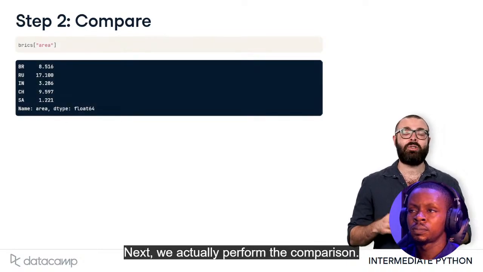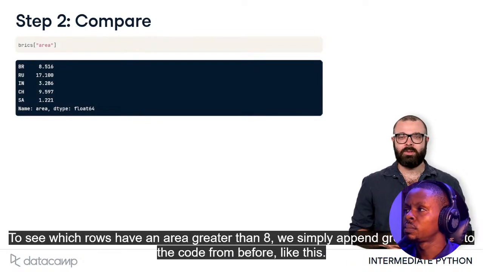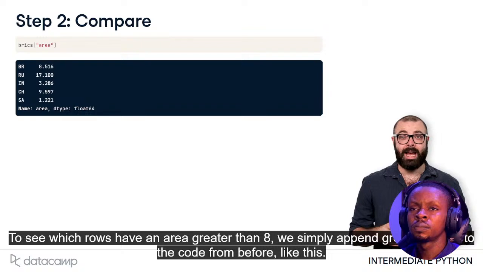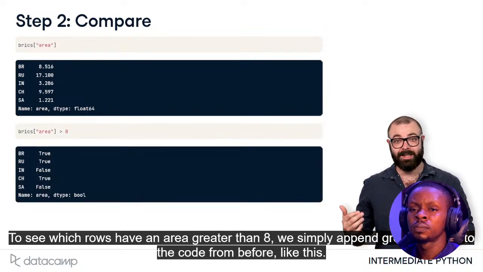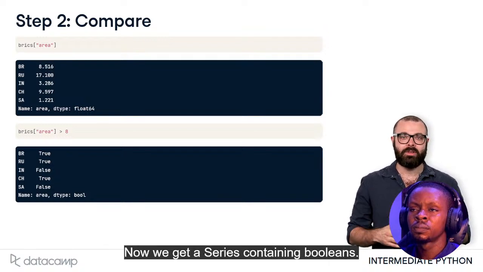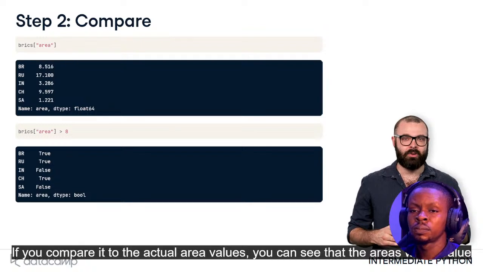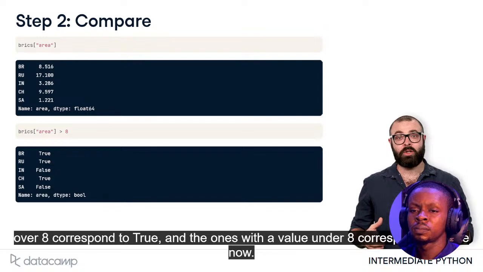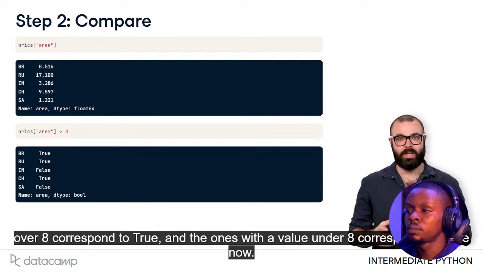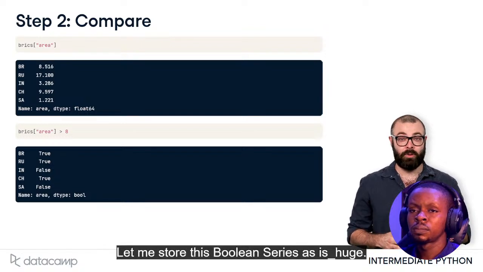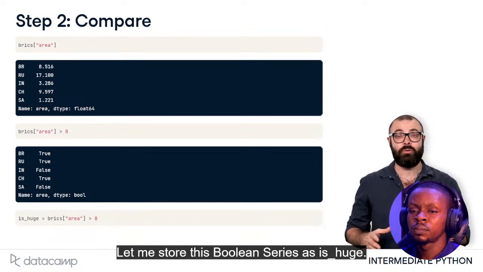Next, we actually perform the comparison. To see which rows have an area greater than 8, we simply append greater than 8 to the code from before, like this. Now we get a series containing booleans. If you compare it to the actual area values, you can see that the areas with a value over 8 correspond to True, and the ones with a value under 8 correspond to False now. Let me store this Boolean series as is_huge.